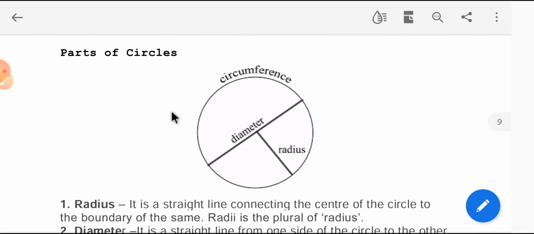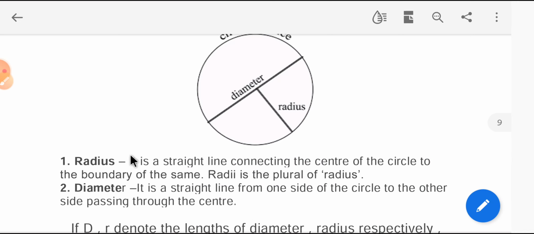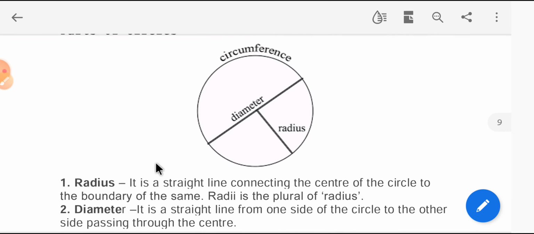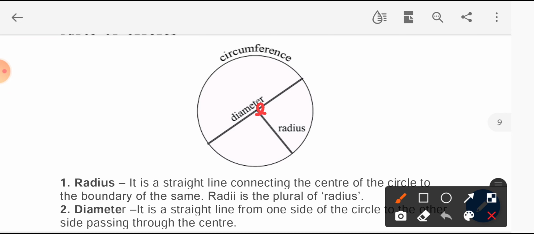So how many parts are there? It has radius, circumference and diameter. So what do you mean by radius? It is a straight line connecting the center of the circle to the boundary of the circle. Radius means it is connected from the center. ये center से circle की boundary से connect करता है. उसे क्या बोलते हैं हम? Radius.